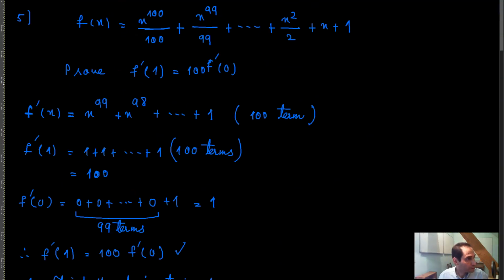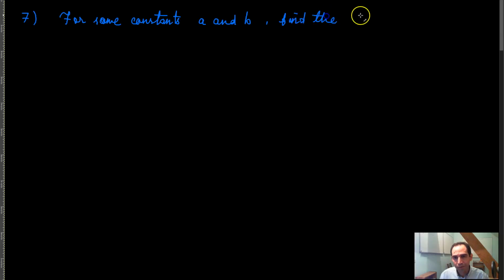Now question number 7, we have basically the following. For some constants A and B, find the derivative of, for example, x minus a times x minus b. Let's call it, for example, f of x.